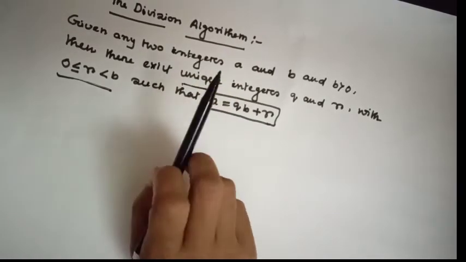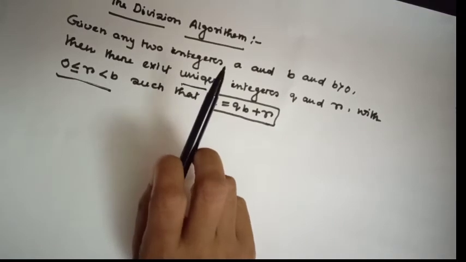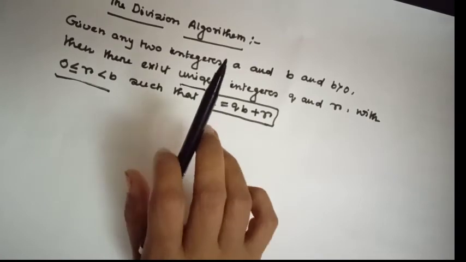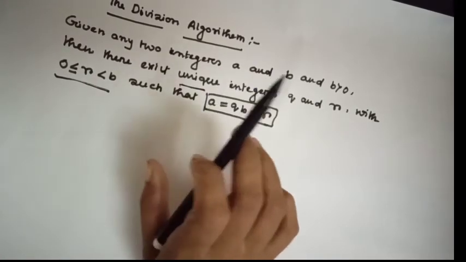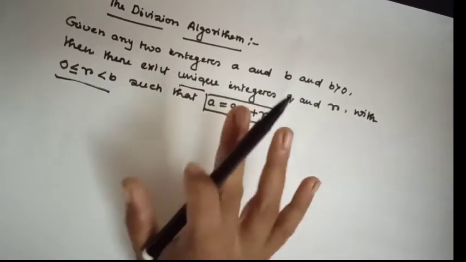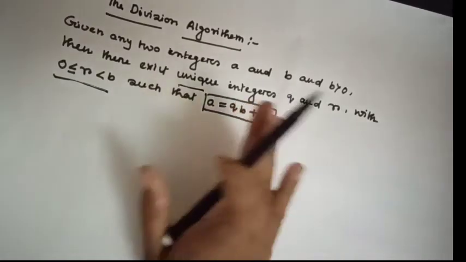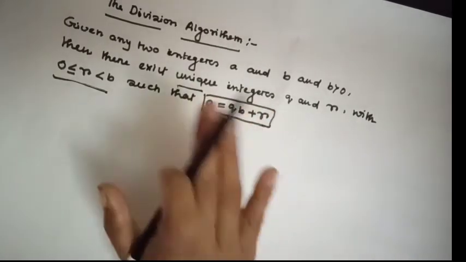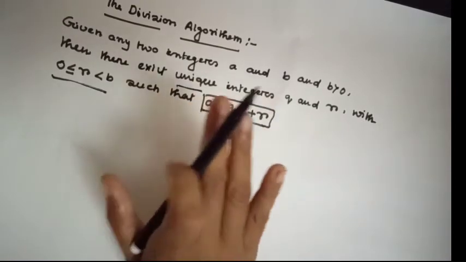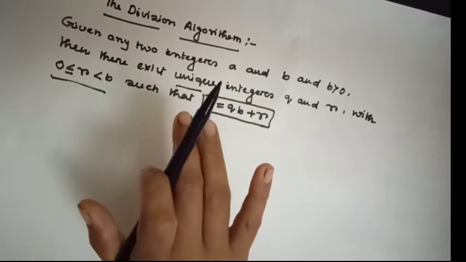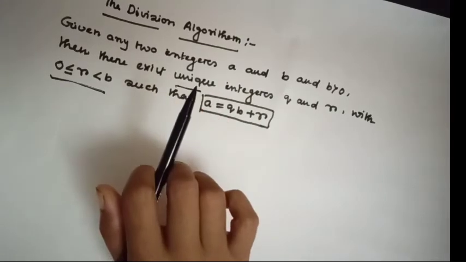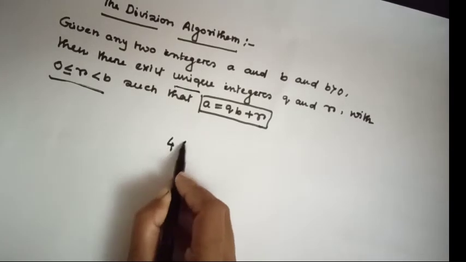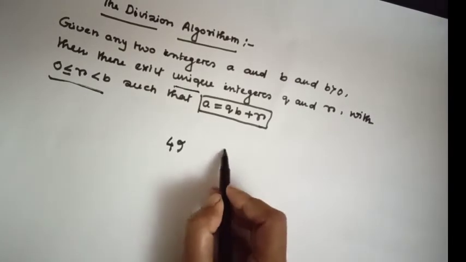Now what do these q and r represent? If you have done long division in school, then you would realize that q is nothing but the quotient and r is nothing but the remainder. That means q stands for quotient and r stands for remainder. Okay, let's see one example. By the division algorithm, 49 is a multiple of 9 plus a remainder.